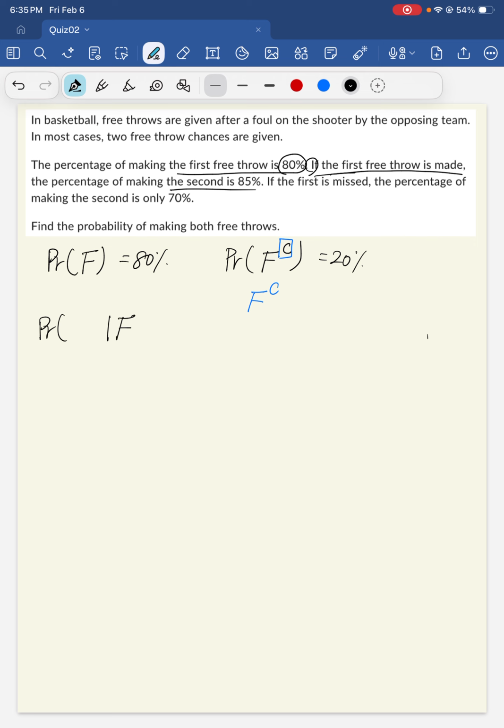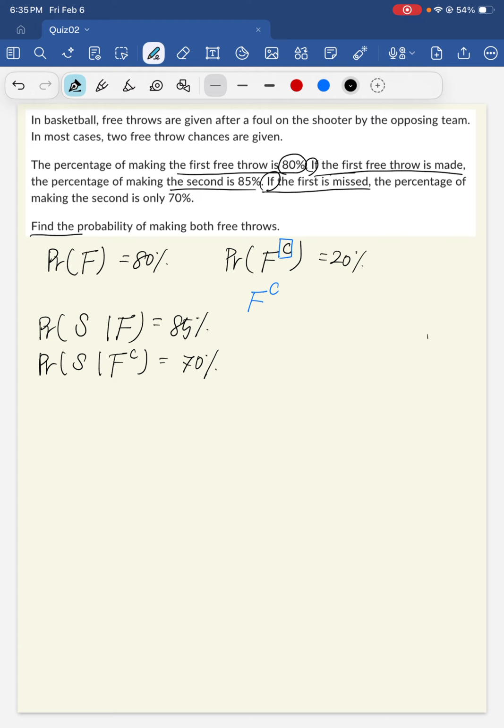Suppose that you made the first free throw, then the second one will be made 85%, right? And then if you miss the first one, then the probability of the second free throw will drop to 70%, right?